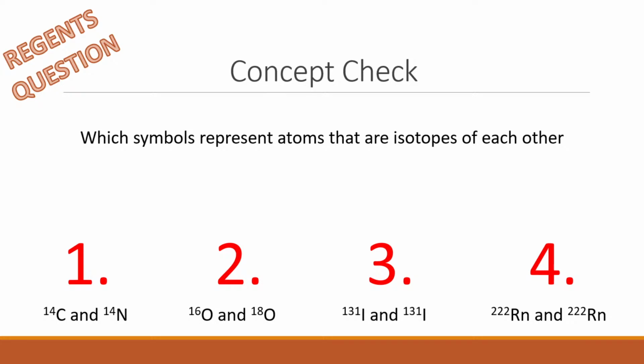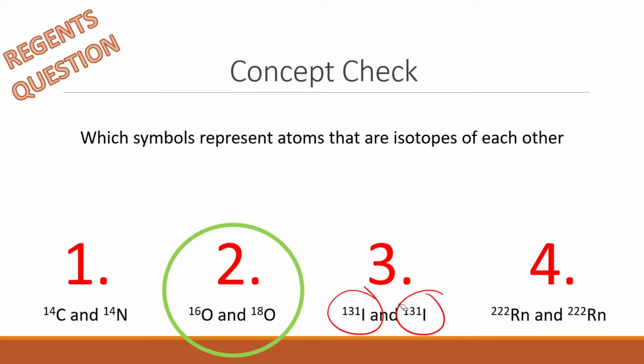So here, if we're looking for a pair of isotopes, we want the same element but different mass numbers. The only one that satisfies that condition is 2. Right. Choice 3 and choice 4 just show the same atom. Those aren't isotopes, those are just duplicates of the same exact atom. And here we have 2 different elements, right? We're going to have 2 different atomic numbers. And that doesn't make them isotopes, that makes them 2 different elements. They've got to have the same atomic number, be the same element, but have different mass numbers.